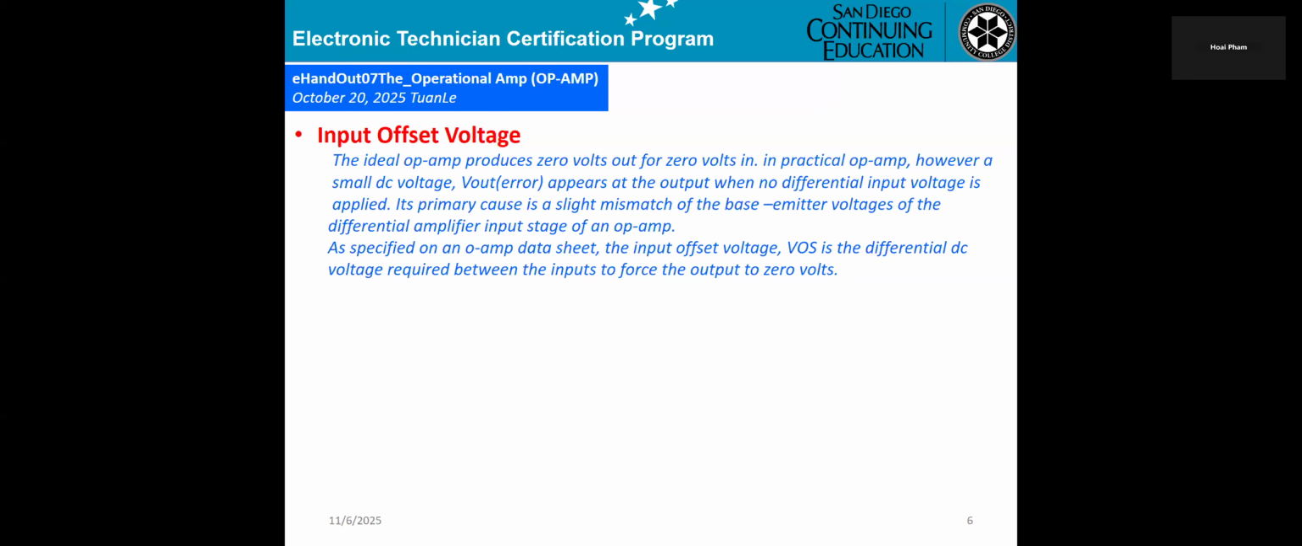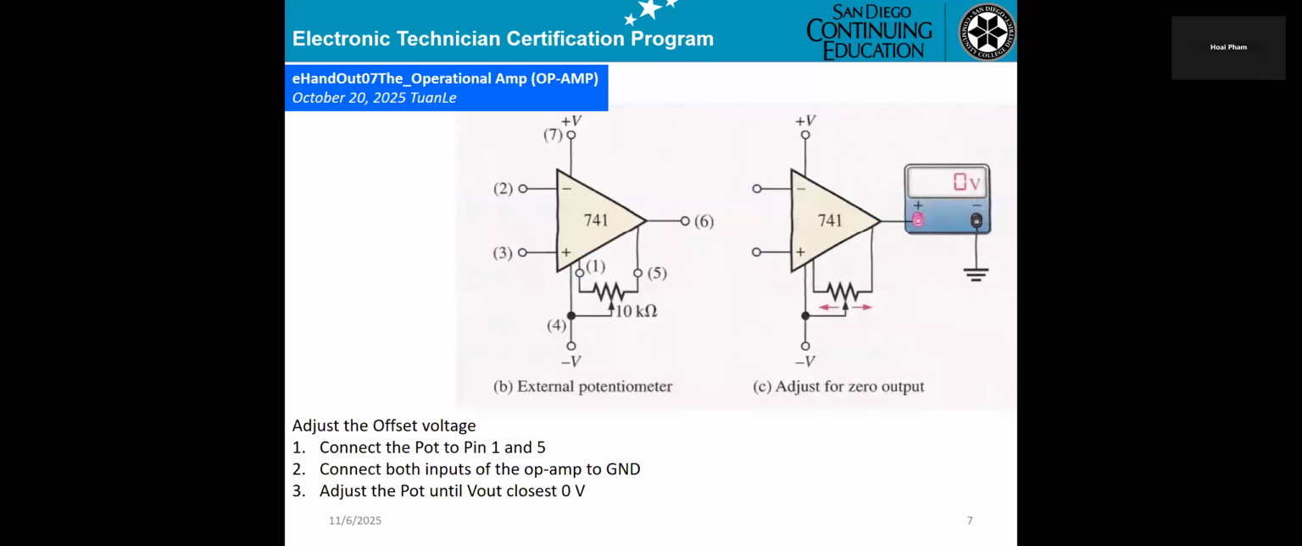That's only telling you when you connect both inputs, positive and negative, to the ground, output is supposed to be 0. However, they're not quite 0. So they can get 1 millivolt or 10 millivolt or minus 5 millivolt. That's what they call an offset voltage. They're supposed to be 0.